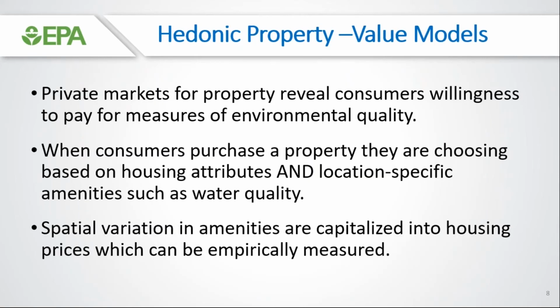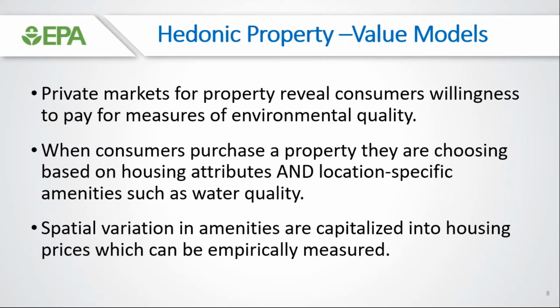So private markets for property reveal consumers' willingness to pay for measures of environmental quality. That's why environmental economists refer to these types of models as revealed preference models, as opposed to stated preference models, where we don't actually observe market-based behavior. That's a real advantage of hedonic property value models: being able to observe real choices that people make. As I mentioned, when consumers purchase property, they're choosing based on the housing attributes and, most importantly for our work, location-specific amenities such as water clarity and other water quality variables. The spatial variation in these natural amenities is then capitalized into housing prices, which we can empirically measure.